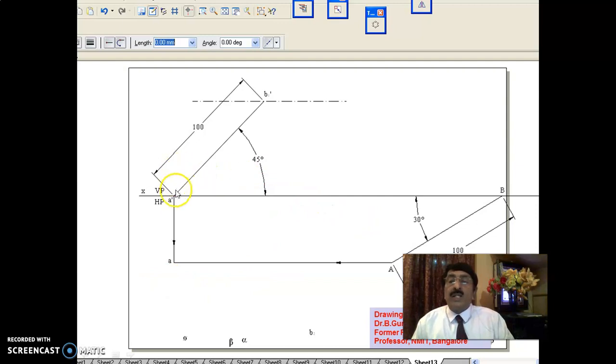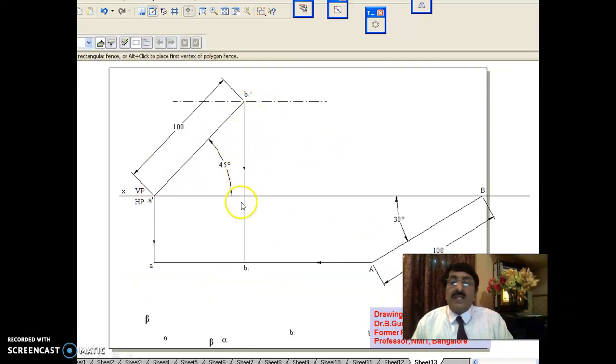Now the true length is here. Draw the corresponding other view parallel to the XY line. Call it A dash B1 dash, the true length. Corresponding other view parallel to XY line, which I have been telling you again and again. Once the true length is found, immediately draw the corresponding other view parallel to the XY line, which you can rotate till it cuts the end projector or locus. But here they have already given that end B is touching VP.